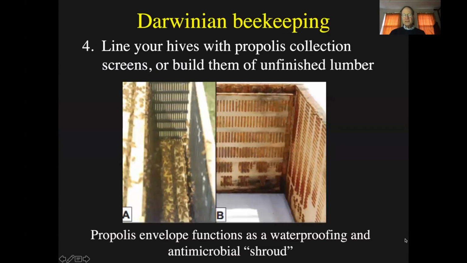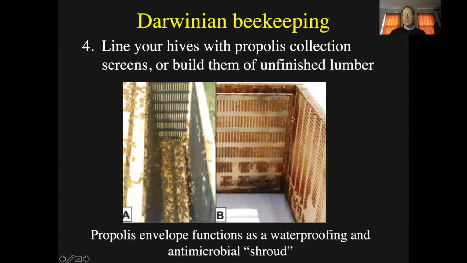The fourth suggestion is to line your hives with propolis collection screens, or build the hives of unfinished lumber. Either way, the point is you're trying to encourage the bees to deposit propolis on the walls. And I don't know if they have these in England, but in North America, you can buy these propolis collection screens. They're just plastic screens that have slits in them, slots in them, and the bees fill those with propolis.